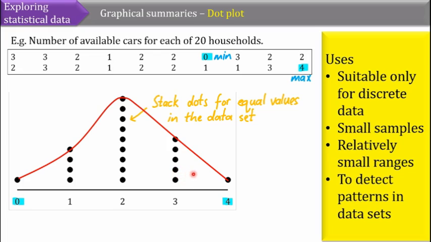Now this is really only useful for small samples, and in a later example we'll see why, and also small ranges. In other words, there shouldn't be a big difference between the minimum and the maximum. If those conditions are satisfied, like small samples and small ranges, and in this case discrete data, then it actually is a very useful plot to detect patterns in data sets. You can see here I just added the line to give us an indication of how the data is distributed.